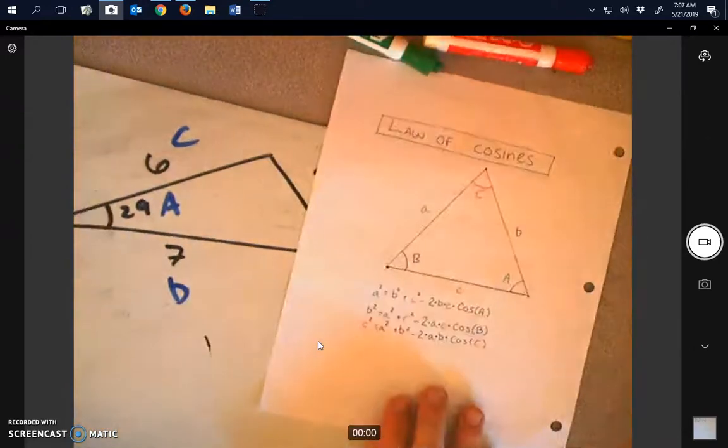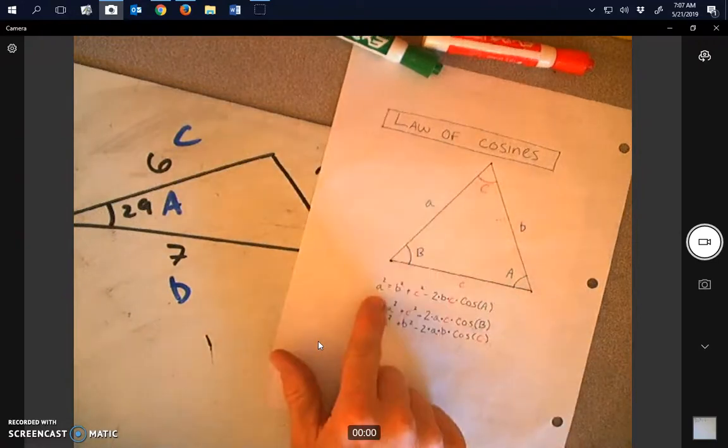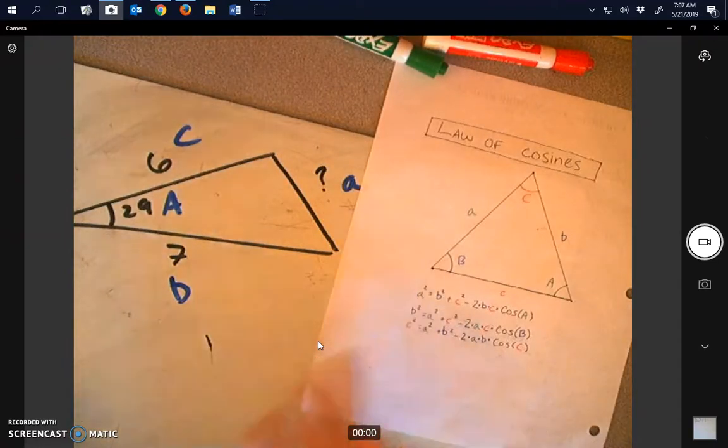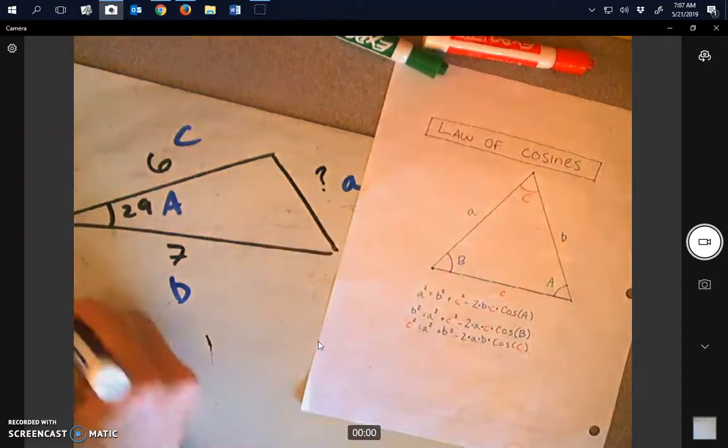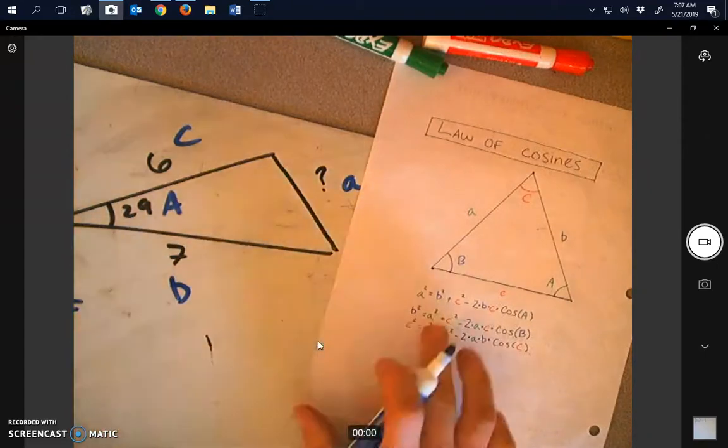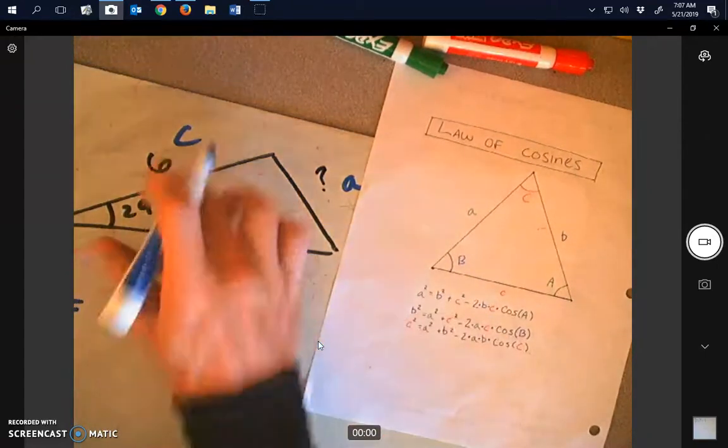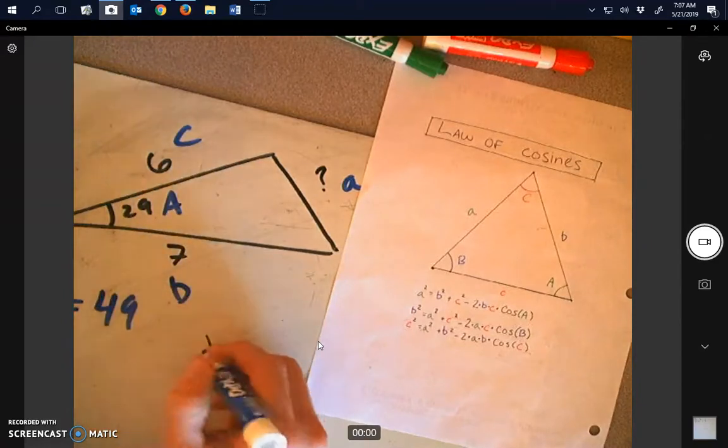So now, when I'm doing my law of cosines, I need to use, because I have an angle A, and I'm trying to find A, small a, I'm going to use this one. So my unknown, A squared, is equal to B squared plus C squared, which is 7 and 6. 7 squared is 49.